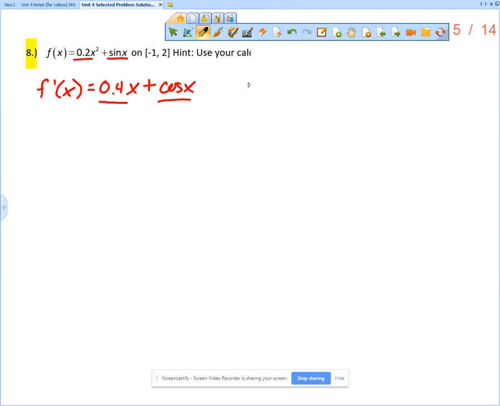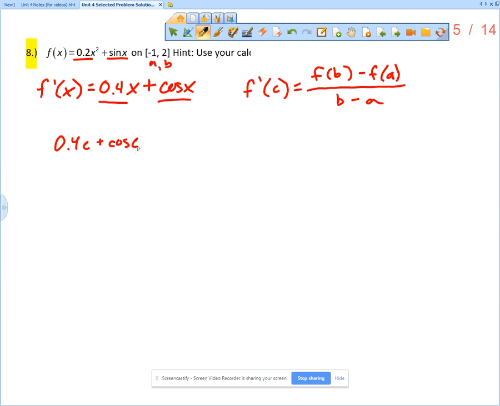Therefore, we want to remember what the mean value theorem says. It says f prime of c is equal to f of b minus f of a over b minus a. Remember, the interval -1 to 2 is a to b. So f prime of c, 0.4 c plus the cosine of c, is equal to f of 2 minus f of -1, all divided by 2 minus -1.